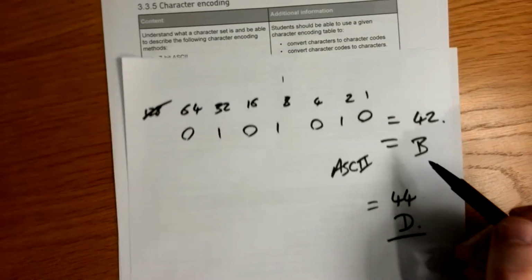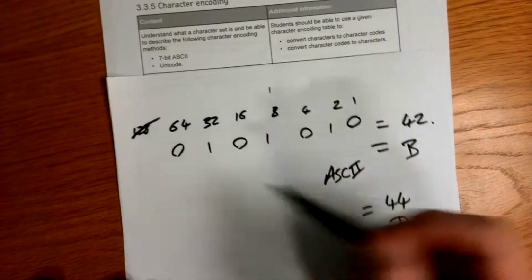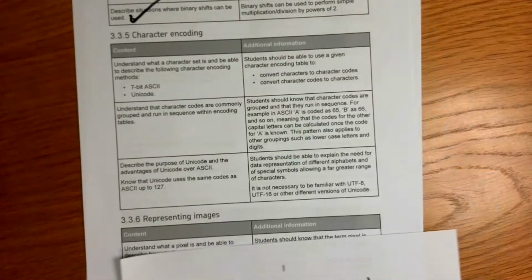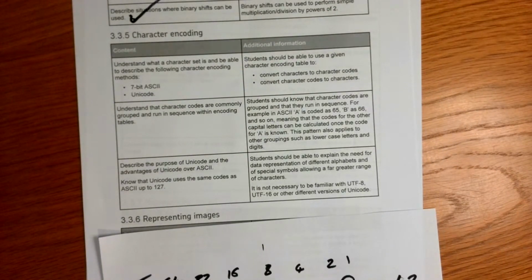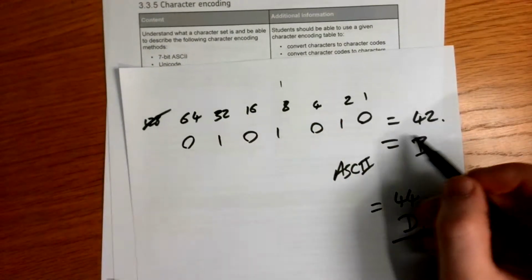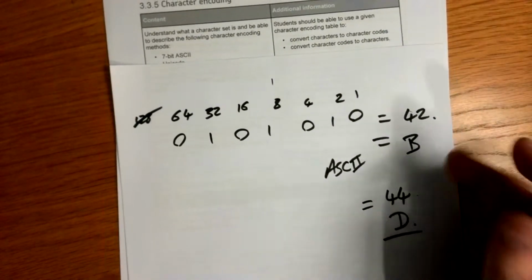So if they ask you what ASCII is, it's a 7-bit character code, whereas Unicode allows you to use a lot more bits. It doesn't actually say anything about extended ASCII anymore, I don't think. But extended ASCII, if you need to know, is 8 bits. So you can add another bit on the end, and that will allow you to represent more character codes.